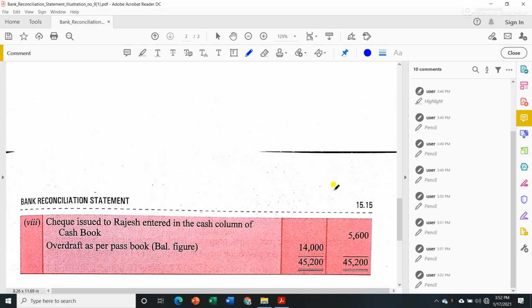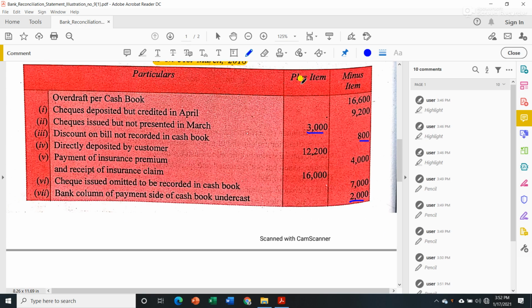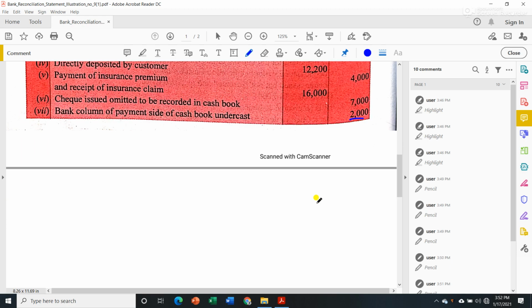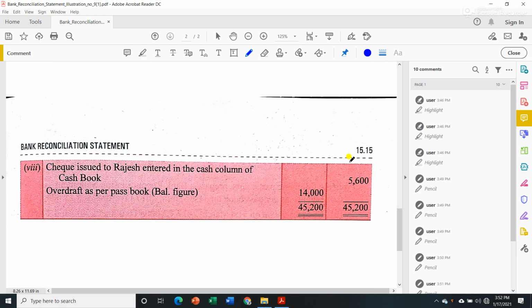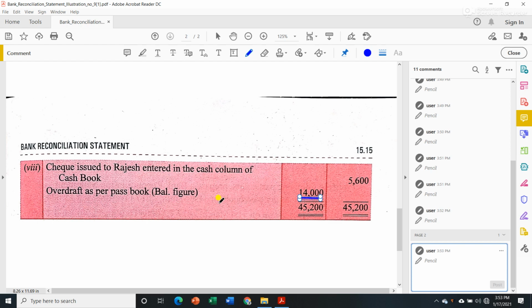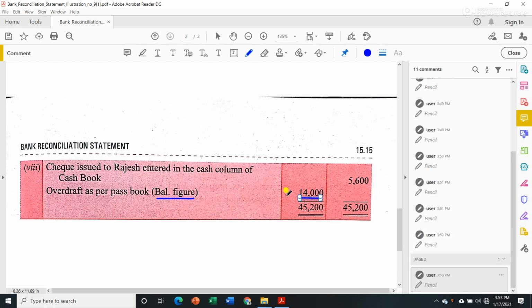Okay, they have done nothing but roughly found out the total of plus items and minus items, and after that they found out the difference, and it was found that the plus item side is lacking 14,000. So that 14,000 is nothing but the balancing figure. And since in this question we can see that the minus side is more, it is nothing but overdraft as per passbook, or you can just write debit balance as per passbook. Okay, it is up to you whether you like to close the account in this manner or the previous manner.